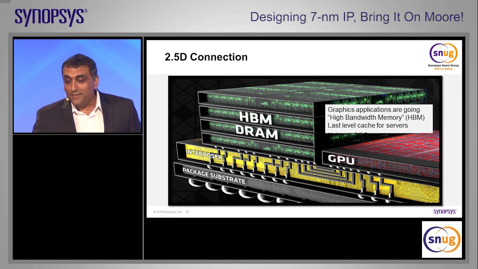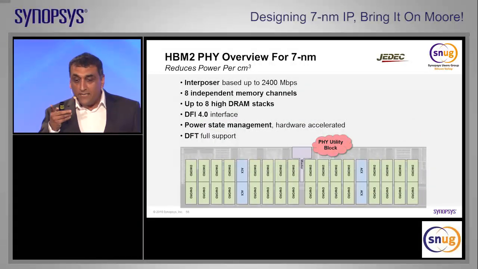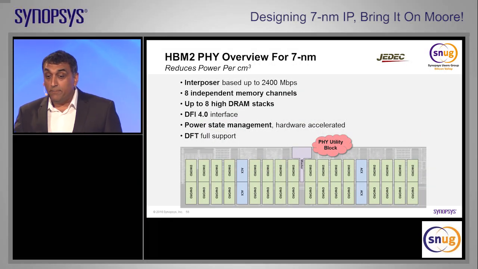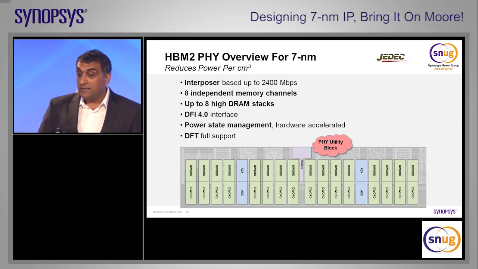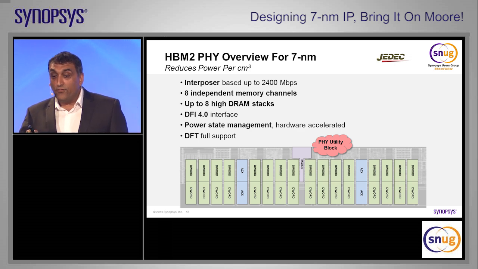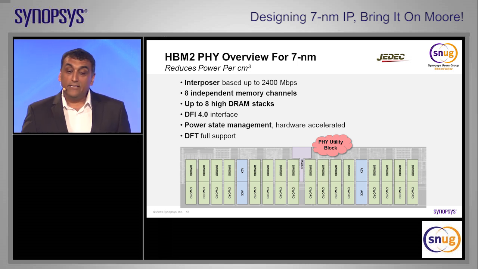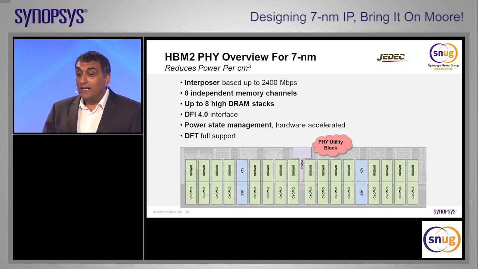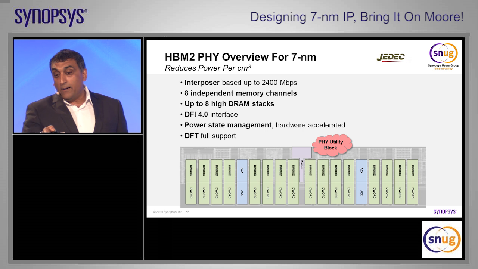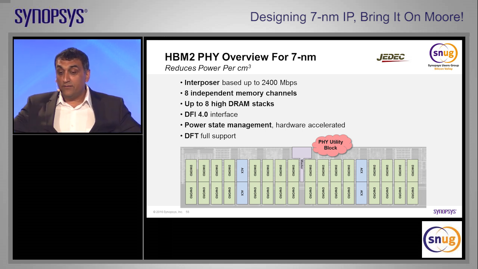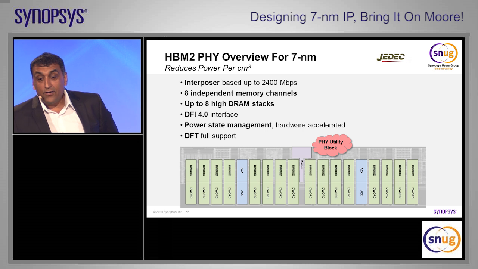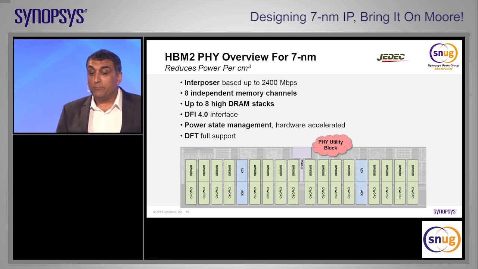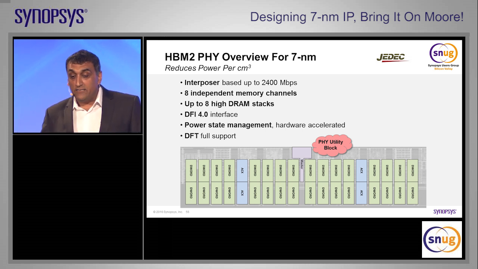So what does this look like in terms of IP? This is a picture of the HBM2 IP that we've been developing on 7 nanometers. It's interposer based. It can go up to 2.4 megabits per second. As you saw with the LPDDR4, it's half the speed, but this is a massive interface, very, very wide. So it gives you terabits of speed. There are 8 independent memory channels. You can go up to 8 DRAM stacks. It has a standard interface.